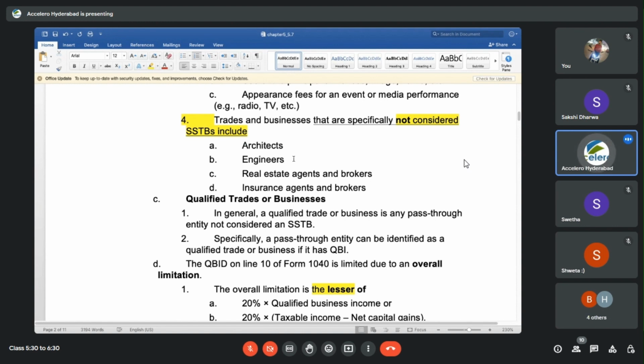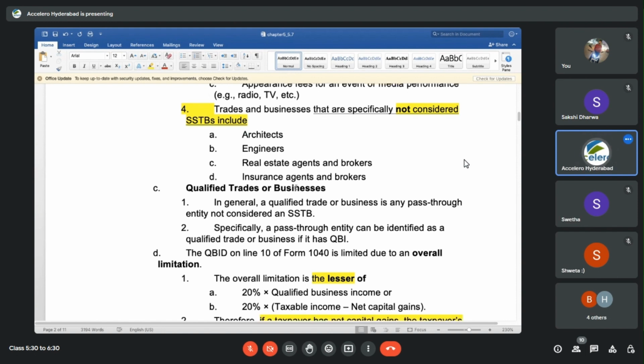That's what happens here. But there, people have to write an exam and get a proper license, even if you want to be a real estate broker or an insurance agent. Only then can you get into that business. But these four are not included.